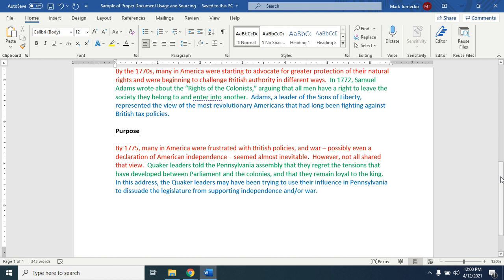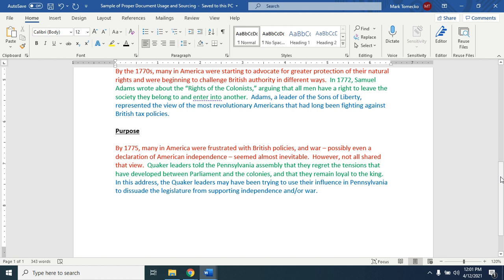Ben Franklin, for example, not a Quaker, but bad example. He wasn't a Quaker, so forget him. But other Pennsylvanians were. The Penns, that's what I'm thinking of. Anyway, in this address, the Quaker leaders may have been trying to use their influence in Pennsylvania to dissuade the legislature from supporting independence and or war.